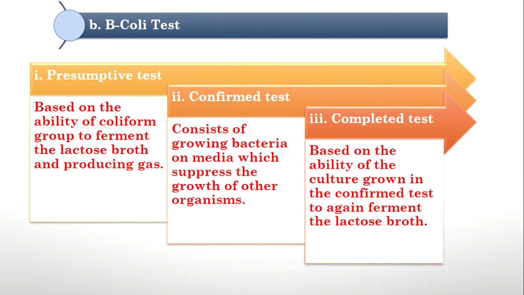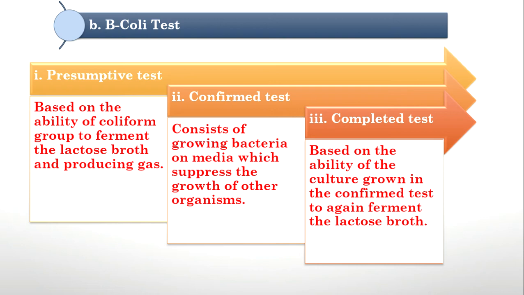Now we will move on to the second test. It is the E. coli test. This is the most important test that we are using today. The E. coli test actually has 3 steps. One is the presumptive test, the second is the confirmed test, and the third is the completed test.